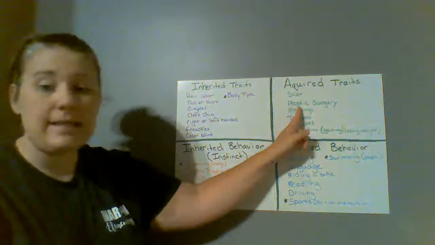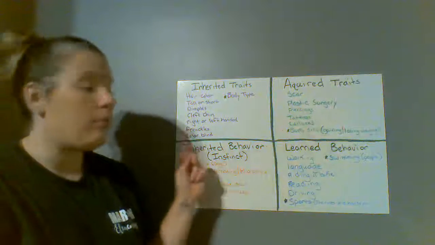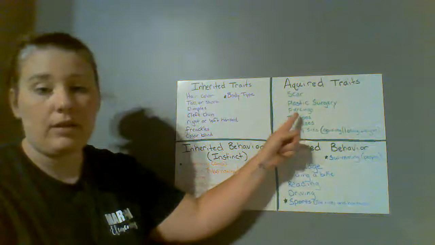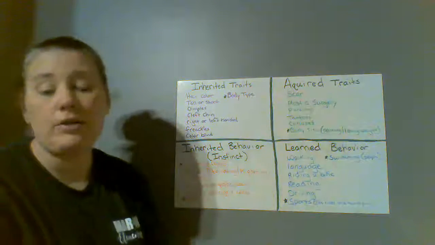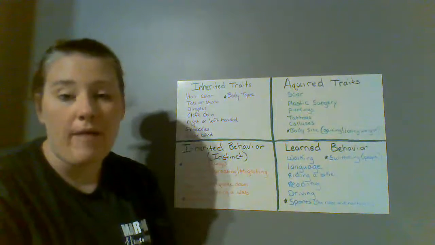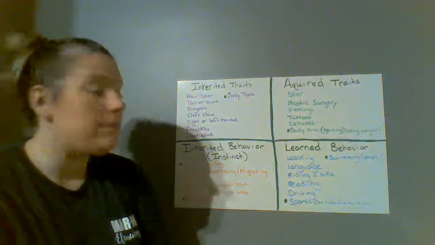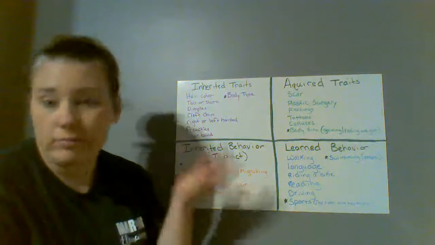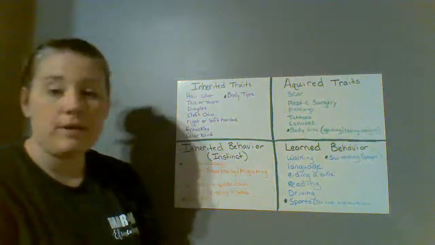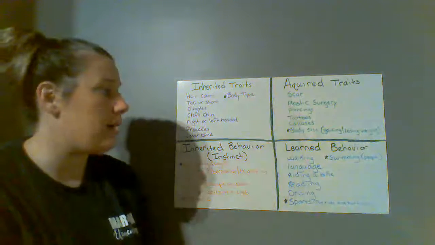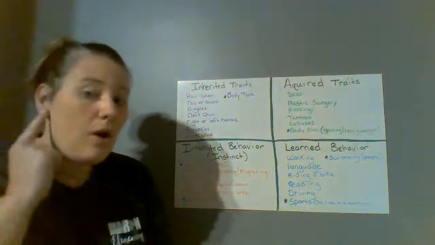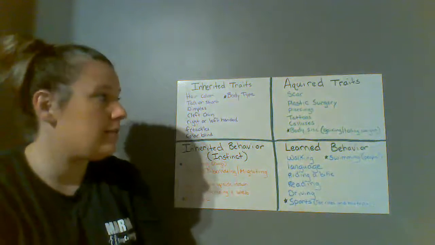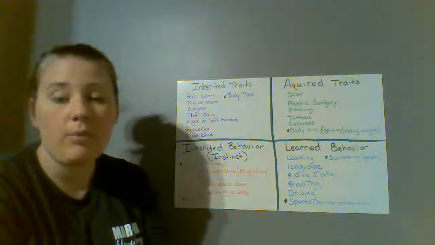Some people get plastic surgery. So if you're born one way and you want to fix something about yourself, then you get plastic surgery, and that's an acquired trait. That's a new trait that you now have that you weren't born with. Same thing with piercings. So if you pierce your ears, your nose, whatever, your eyebrows, okay, piercings are an acquired trait. They're not something you're born with. You're not born with holes in your ears for earrings.